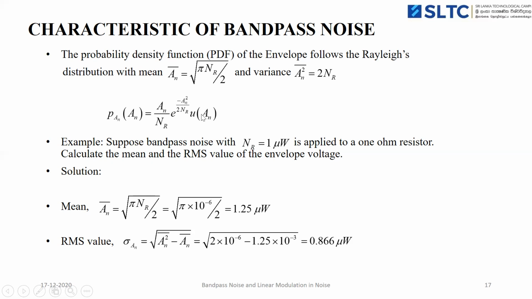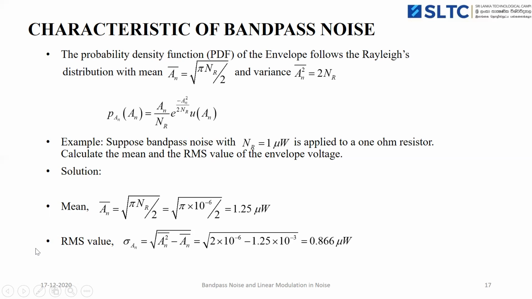Using these parameters, we can see one example for the envelope of the bandpass noise. Suppose bandpass noise with received noise power N_R equal to 1 microwatt is applied to a 1 ohm resistor. Calculate the mean and RMS value of the envelope voltage. We can directly use the formula for the mean, which equals A_n bar. N_R is already given as 1 microwatt, equal to 10 power minus 6. After simplifying, the mean value equals 1.25.